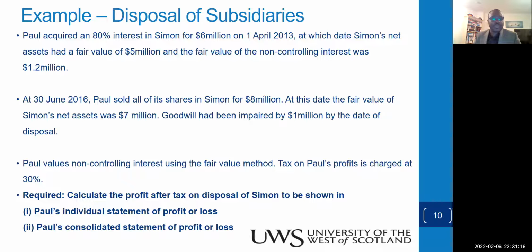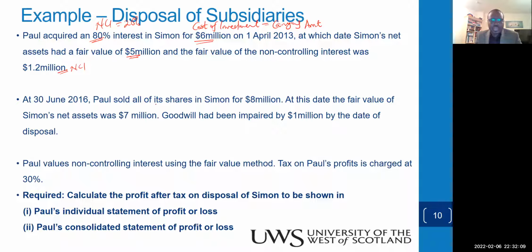Let's take one example, then we wrap up. Paul acquired 80%, okay? Which means the NCI portion is 20%, of Simon for 6 million. That is the cost of investment, right? If no other figure is provided for this investment, we'll still maintain it as our carrying amount of investment, okay? At which date the net assets of Simon had a fair value of 5 million. And then the fair value of non-controlling interest was already valued. So we've already been given the NCI fair value. It makes life easy.